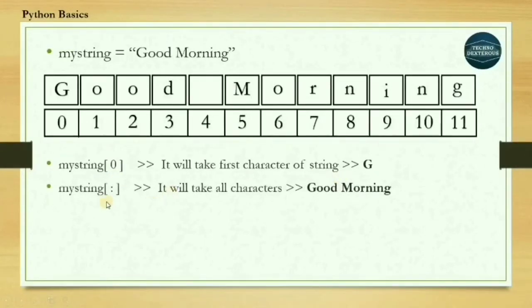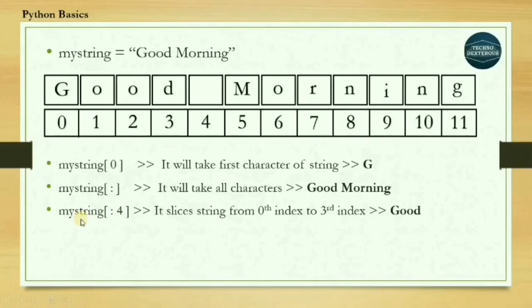My string colon, it will take all characters, that means it will take all string characters as it is. This will be the output, good morning. My string square bracket colon 4, it will slice the string from 0th index to the 3rd index. So let's see 0th index and the 3rd index. So we will be getting output as good. Remember, it will not consider the 4th index even if we have assigned it here. It will always consider end index minus 1.